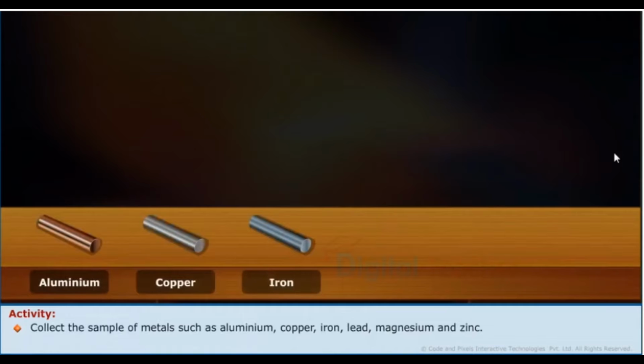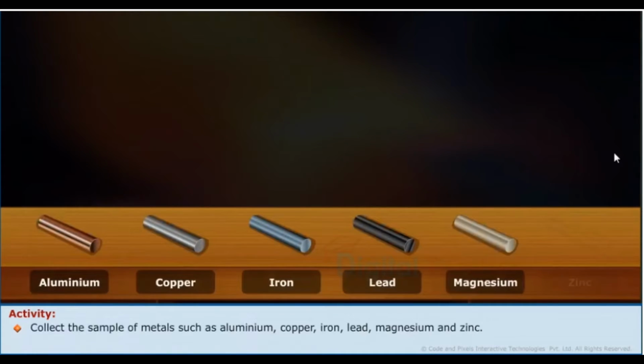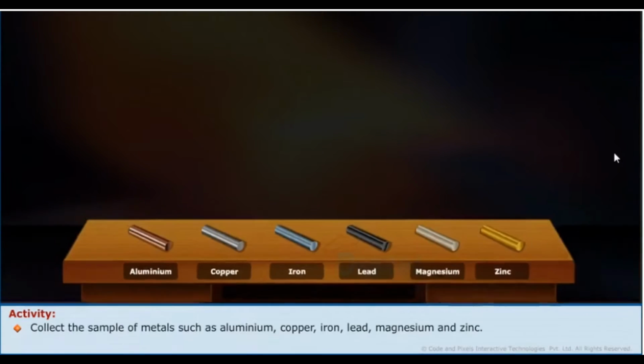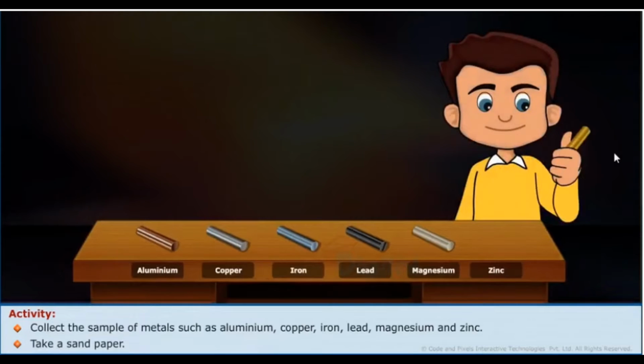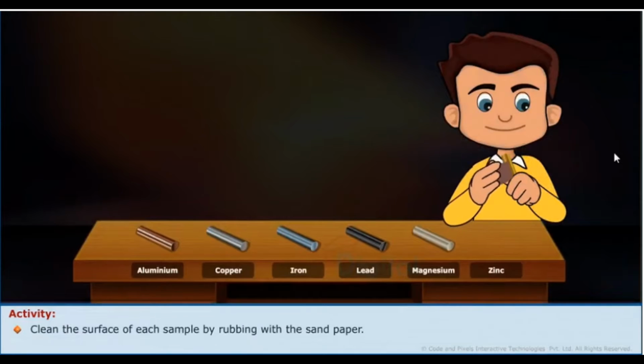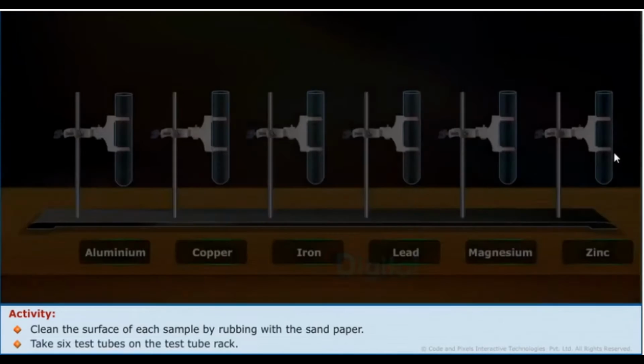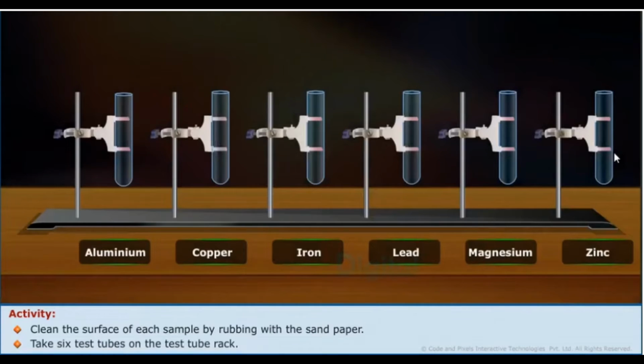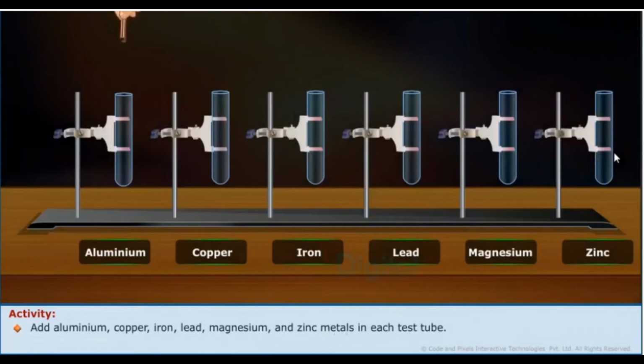Activity. Collect the samples of metals such as aluminium, copper, iron, lead, magnesium, and zinc. Take a sandpaper. Clean the surface of each sample by rubbing with the sandpaper. Take 6 test tubes on the test tube rack. Add aluminium, copper, iron, lead, magnesium and zinc metals to each test tube.